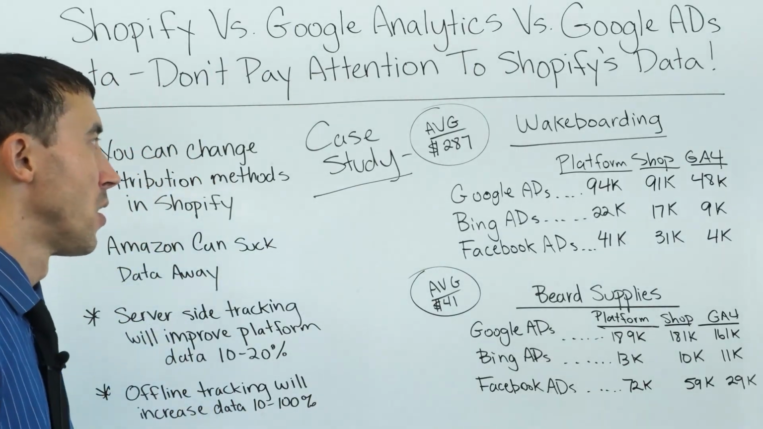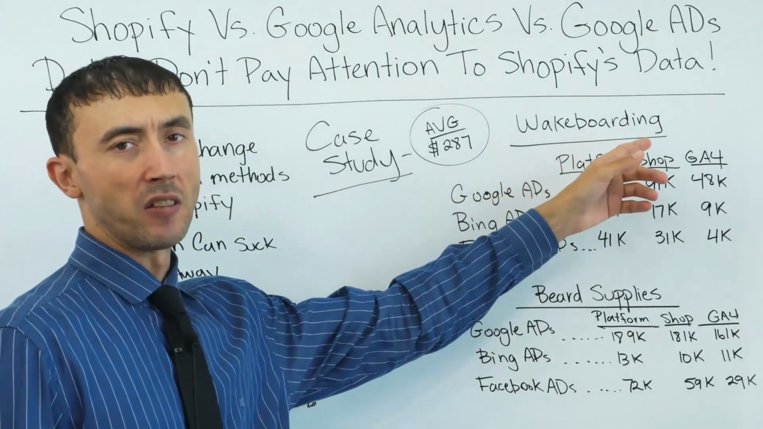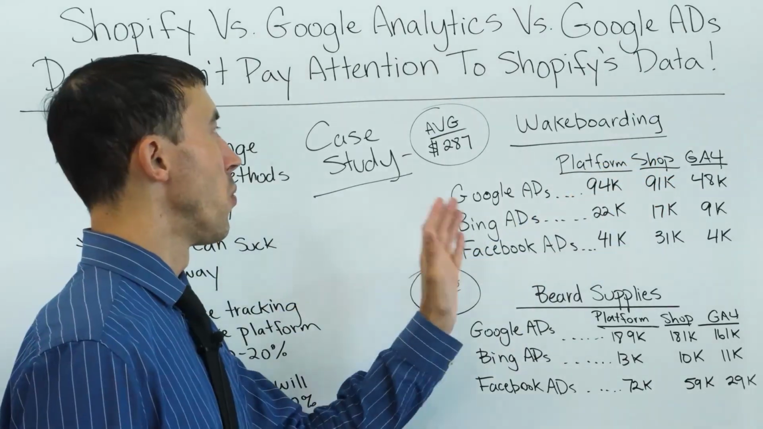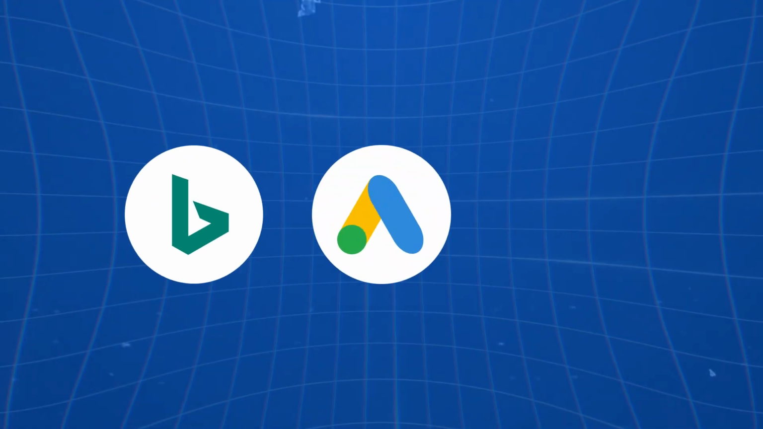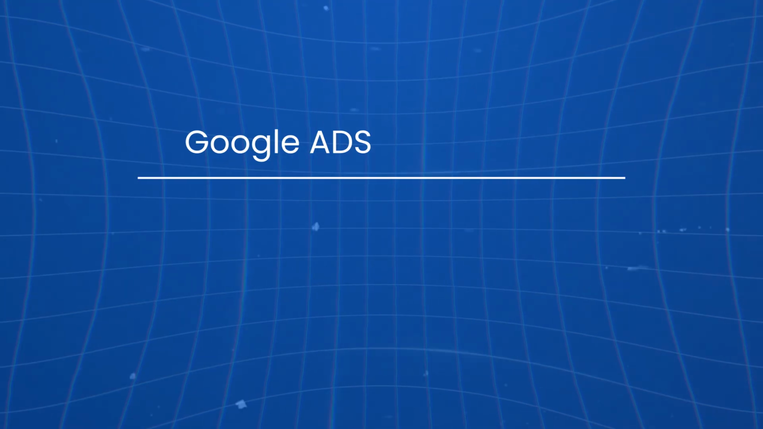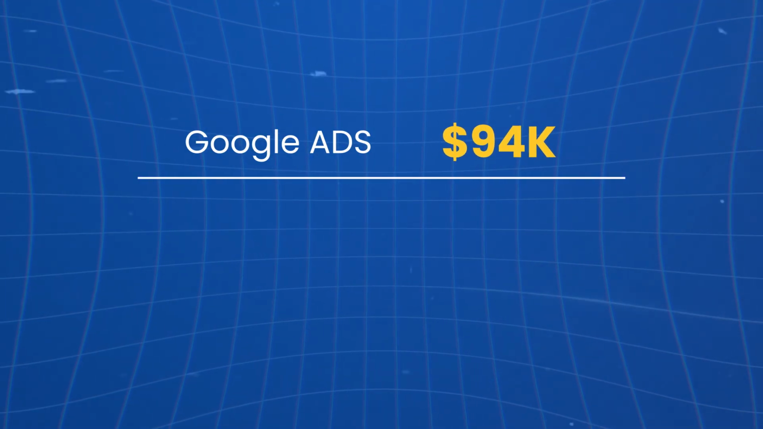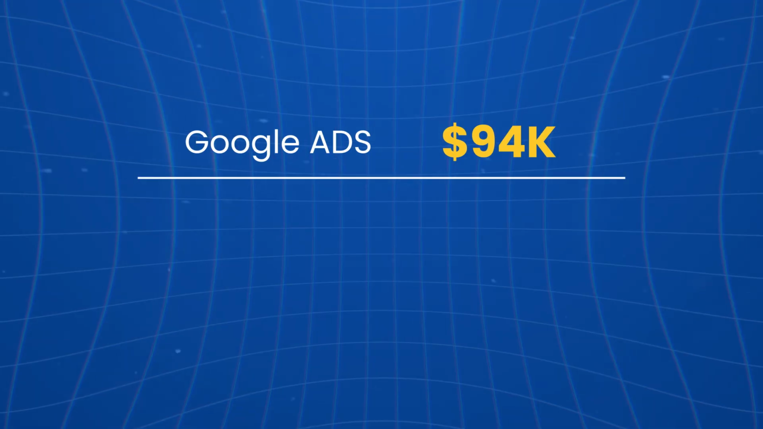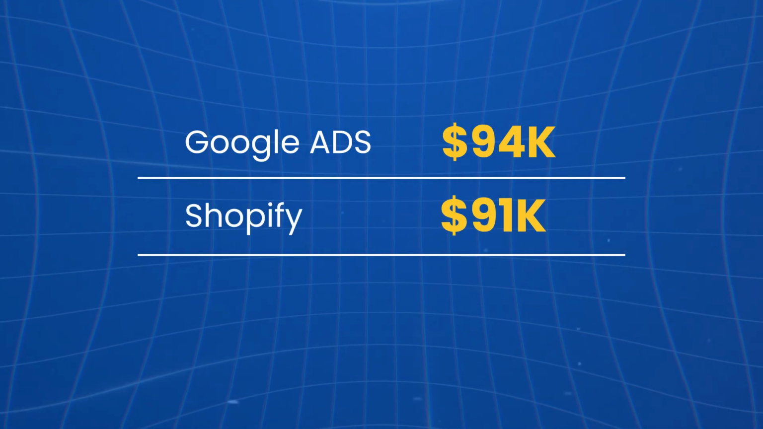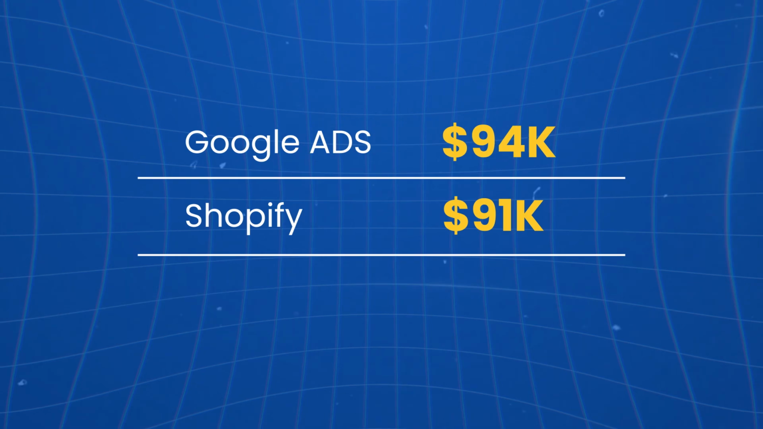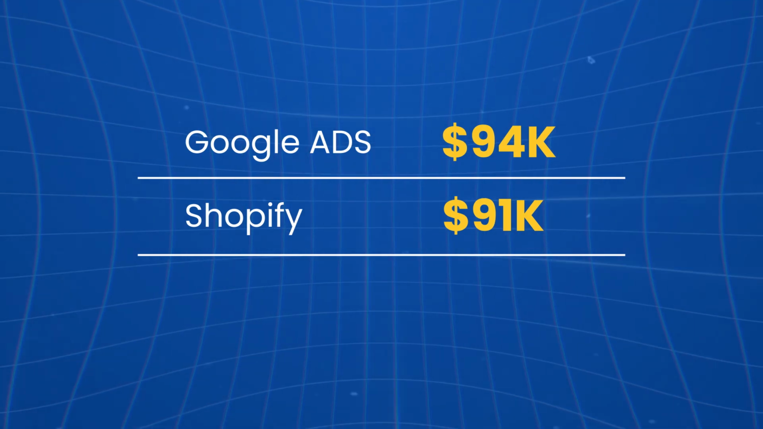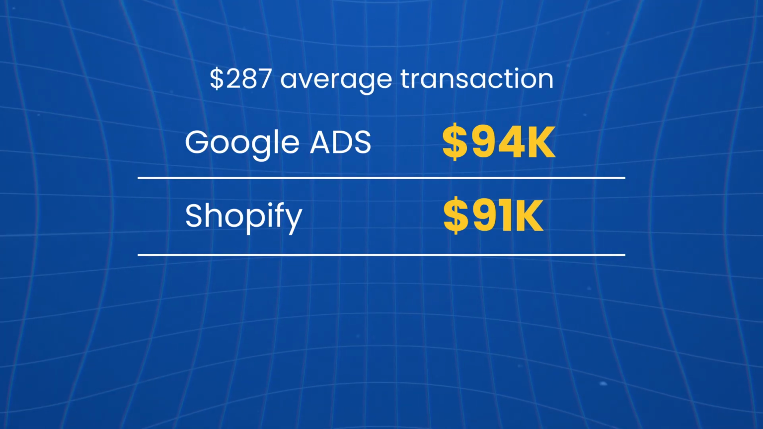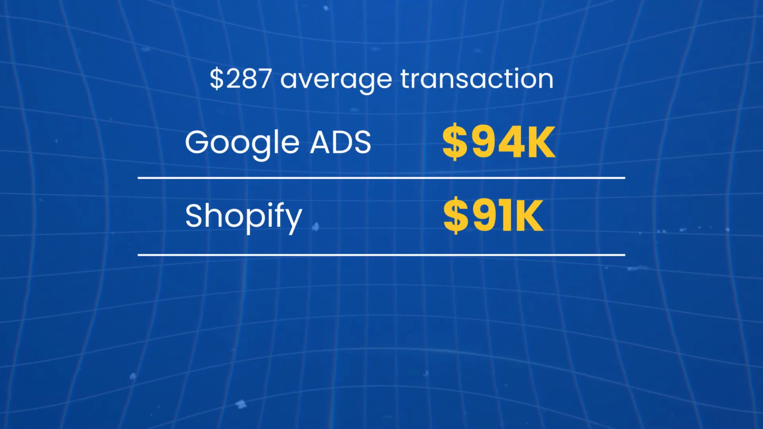All right. So we have a wakeboarding supplies company here. With that company, we ran Google ads, Bing ads, and Facebook ads. Google ads showed, and this was a 30-day time span, 94,000 in sales. Google ads was showing in Shopify, as a result, 91,000 in sales. So it undercounted by about 4 or 5%, which is pretty typical for something that sells for an average transaction size of $287.